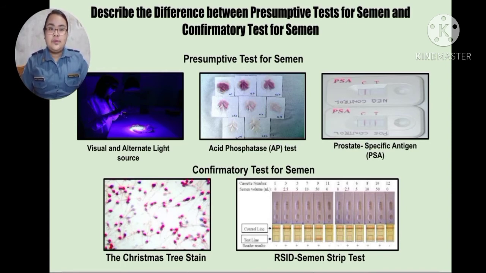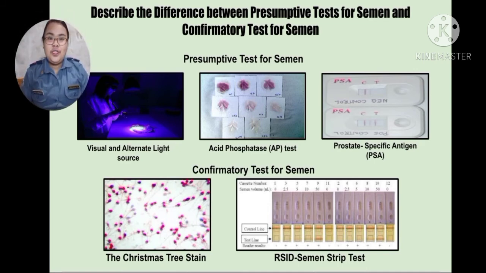So, next, prostate-specific antigen. Sa prostate-specific antigen, tinatawag din daw po itong PSA or P30. Nadedetect naman daw po dito yung semen. Ang PSA daw po or prostate-specific antigen ay nagpro-produce ng high amounts by the male prostate gland. Pero natatagpuan din daw po ito sa maliit na amounts ng fecal matter and sa mga breast milk. So, next, confirmatory test for semen.